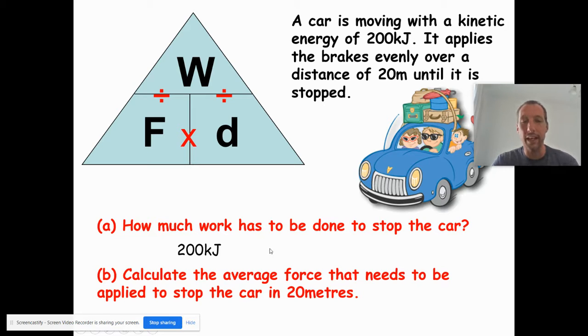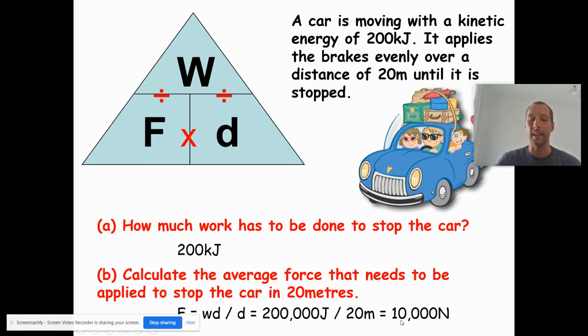Anyway, calculate the average force that needs to be applied to stop the car in 20 meters. Well, we can see from the triangle, force is equal to work done divided by distance. Okay, we've got our work done here. We've just got to remember to convert it into joules, and we've got a 20-meter distance. So we're going to do 200,000 divided by 20, and that leaves us with 10,000. It's a force, so it's measured in newtons. So therefore, that car would have to produce a 10,000 Newton force, which is quite a large force there, in order to stop it in 20 meters.